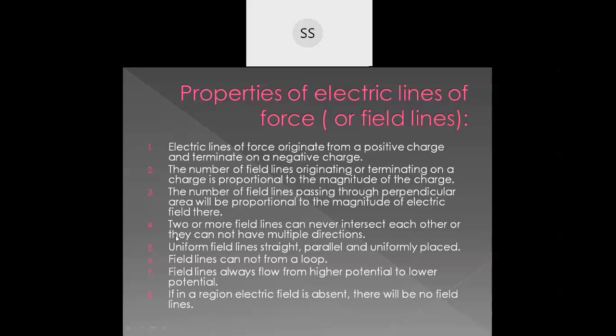Field lines always flow from higher potential to lower potential. So field lines always go from where the electric field is high and end where the electric field is low. If in any region the electric field is absent, there will be no field lines. In the absence of an electric field, there will be no field lines. These lines are imaginary lines.